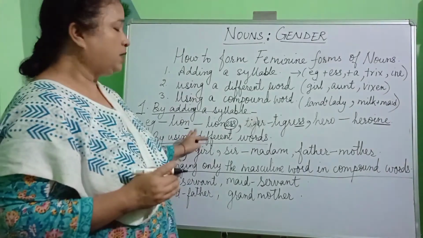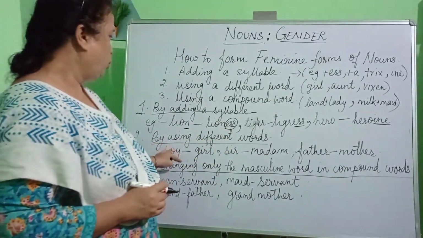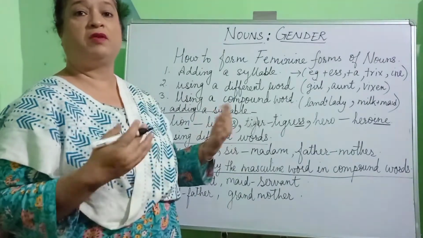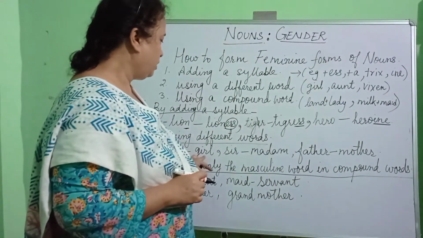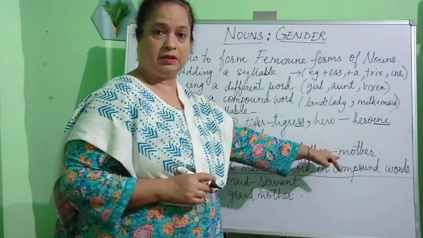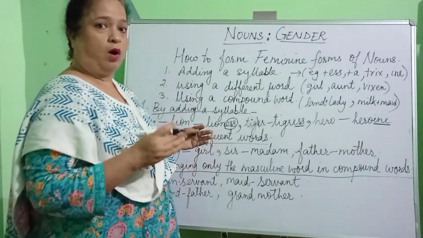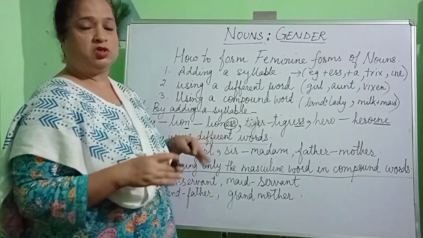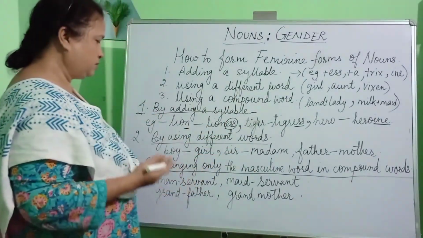Next, what is the second rule? What are we going to do for that? We are going to use different words. What are the examples I have written? Boy, girl, sir, madam, father, mother, brother, sister. So, how can we get the feminine gender? By changing the words, bringing new words, adding new words.